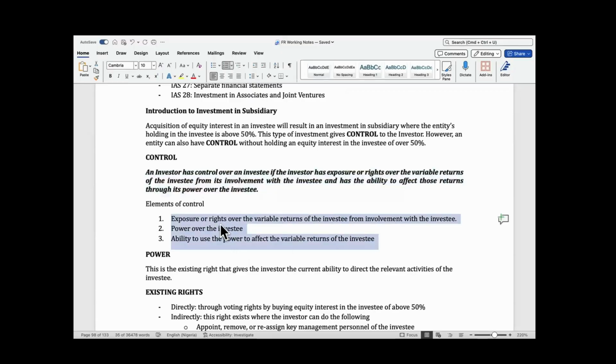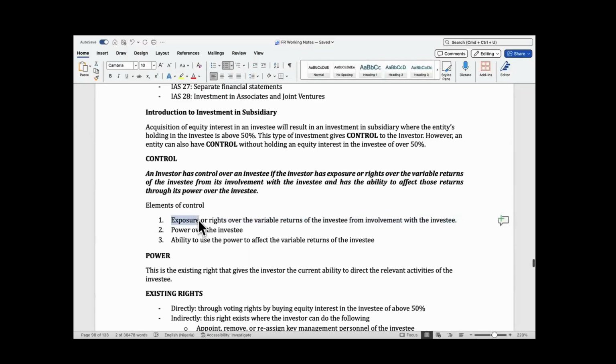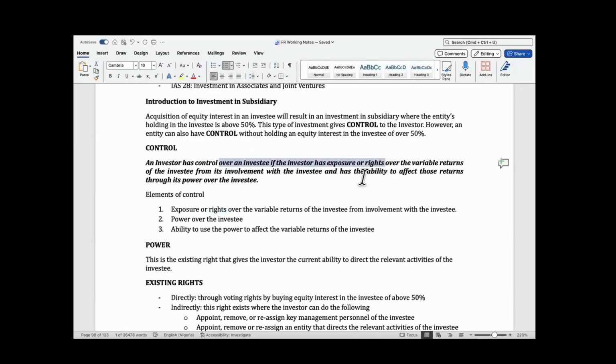So number one is exposure or rights over the variable return of the investee from its involvement with the investee. So when you are exposed to or you have rights to variable return, when we say variable return, we mean the sales, the income of that investee. So when you're exposed to it, exposure means if he's making a lot of money, you benefit. If he's making loss, you also lose. So you're exposed to it. And also you have right over it, meaning you are part of the people that will share in it. That's the first part of this definition.